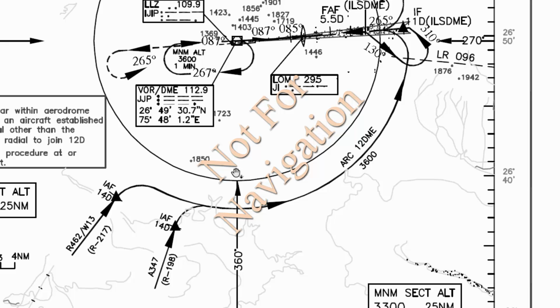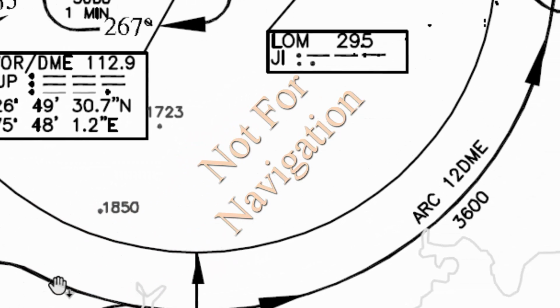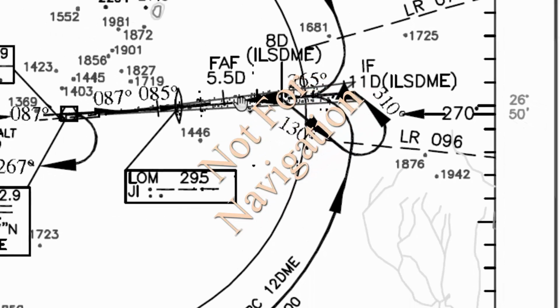A few things I would like to point out before we start the simulation: as you can see, the 14 DME is indicated on the airway here, and this means that you start your turn at 14 DME to join the 12 DME ARC. And the other thing is the lead radial here, 096. Once you reach this radial, you will turn toward the localizer to join the localizer.